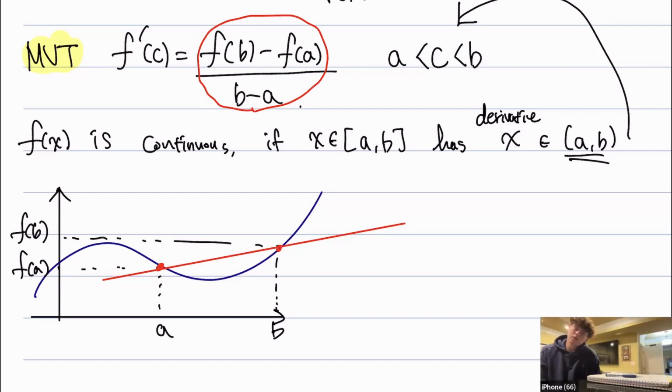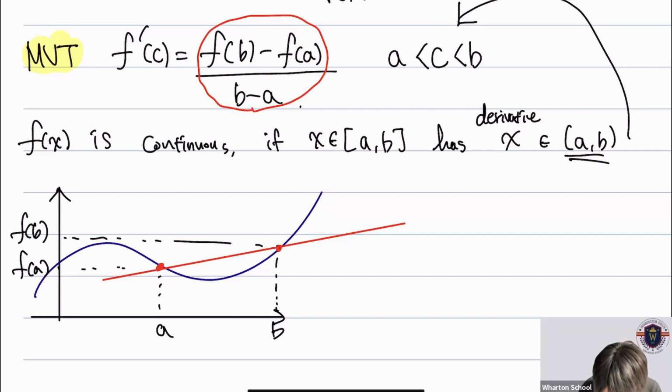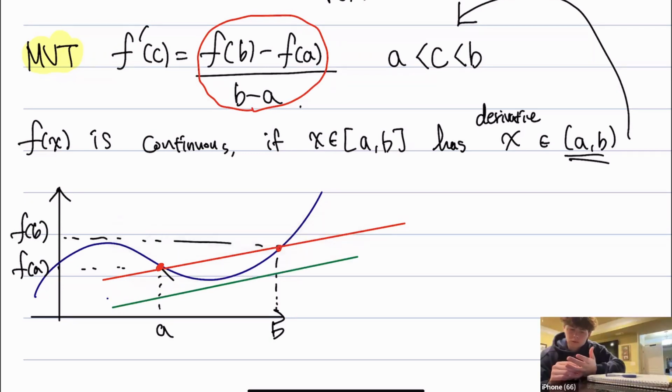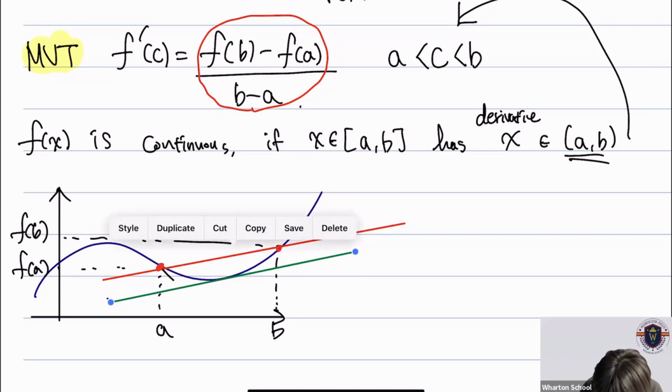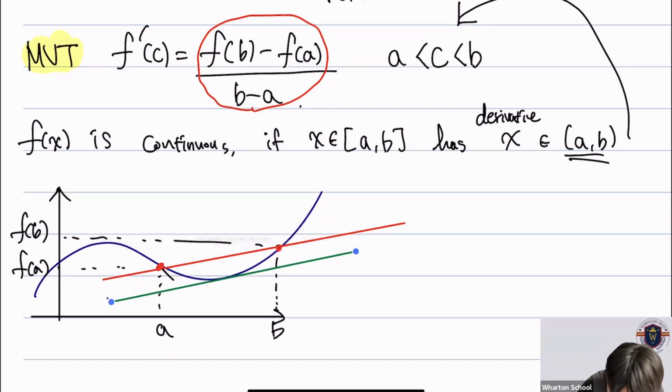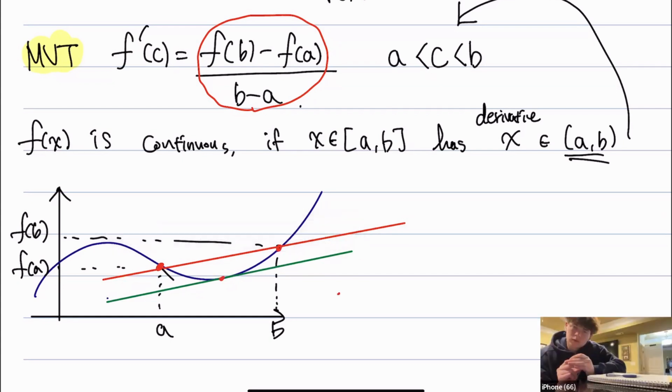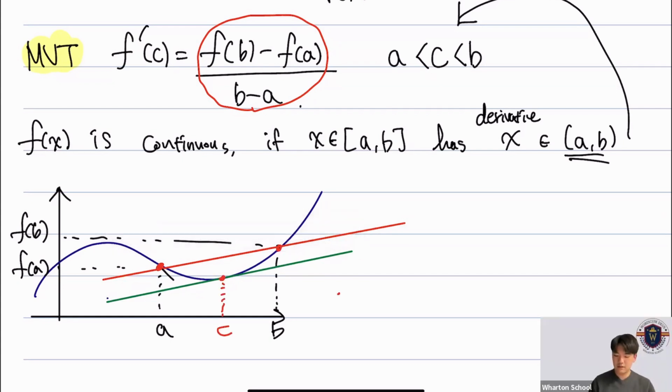And there is always a c in between a and b that has the same slope, the same instantaneous slope as the mean value. So this is parallel, right? Same slope. There is always a c in between a and b here that has the same instantaneous slope as the mean value of a and b. Oh my gosh, this is c.